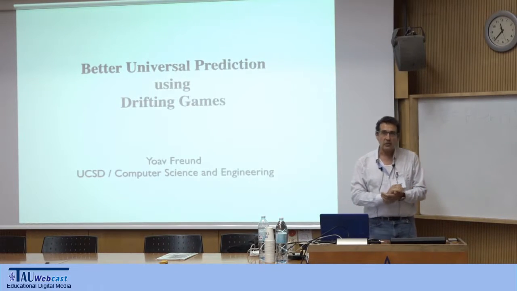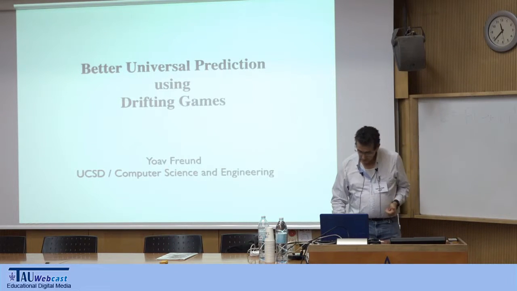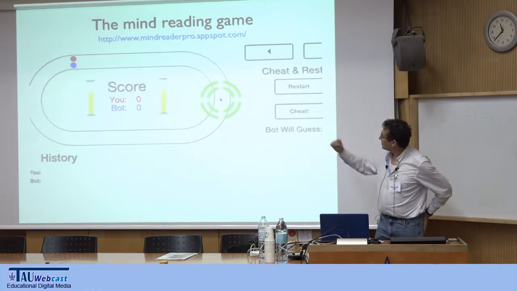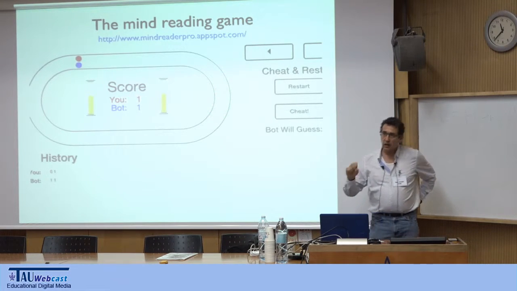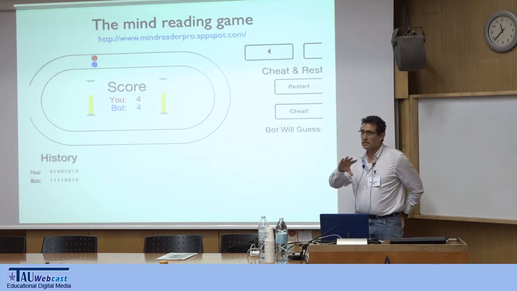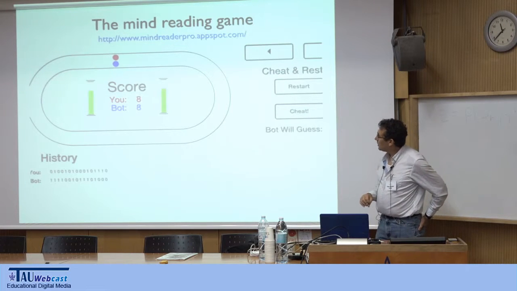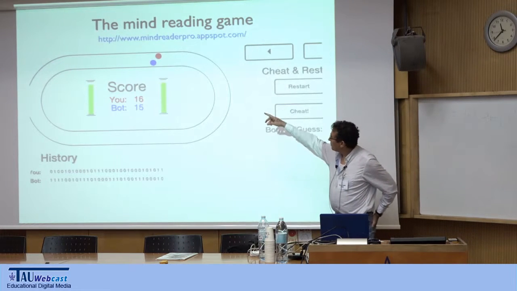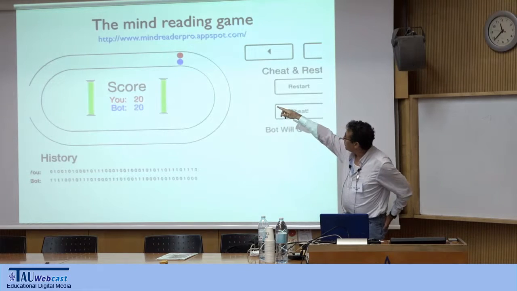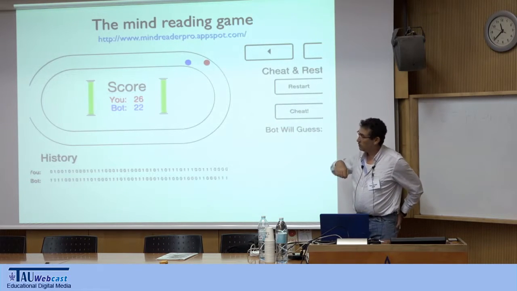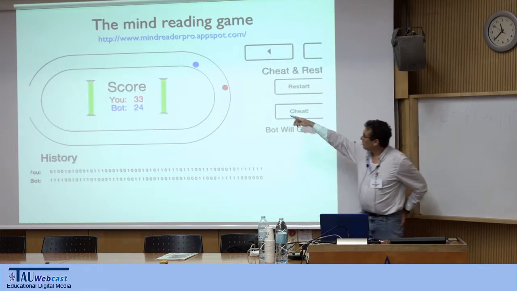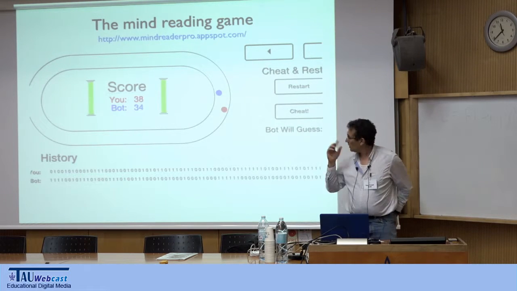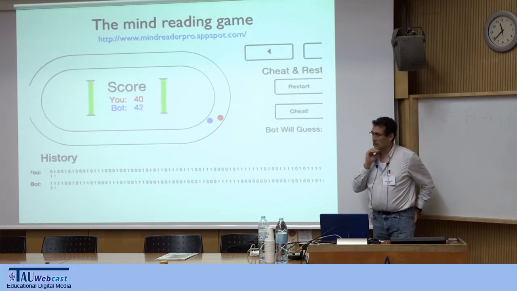So anyway, I'm going to talk about universal prediction using drifting games, but I'll start by basically trying to sell you an app. So here's the app. You see it says go, and then you play odd even against it. You type ones and zeros, and the computer tries to predict what you are going to do. Whenever the computer is right, the blue dot goes forward, and whenever you are right, your dot goes forward. The goal is to get to the end of the circle first.